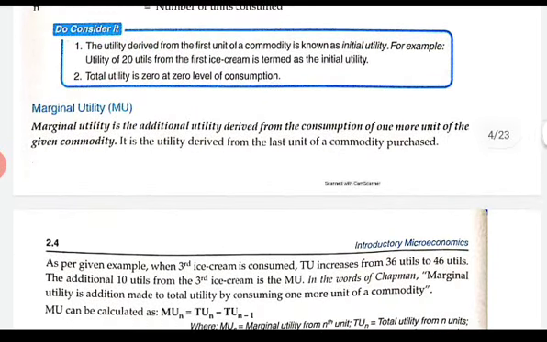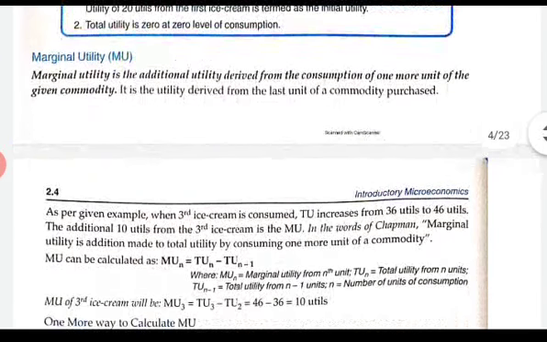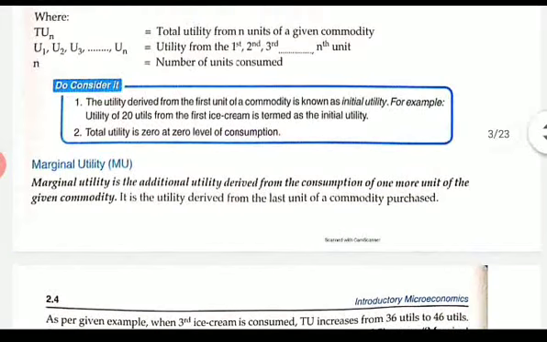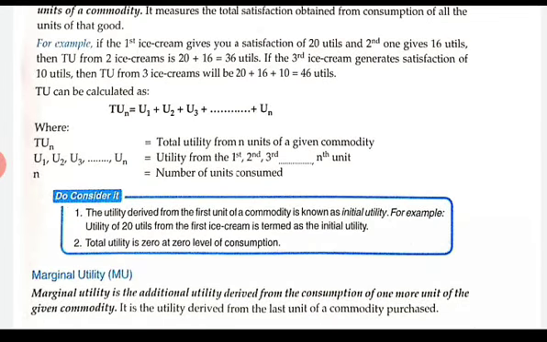Next is marginal utility. Marginal utility is the additional utility derived from the consumption of one more unit of a given commodity. Additional. So it is basically the utility derived from the last unit of a commodity purchased. For example, as per the above example, when the third ice cream is consumed, your total utility increased. Previously it was 36, isn't it?